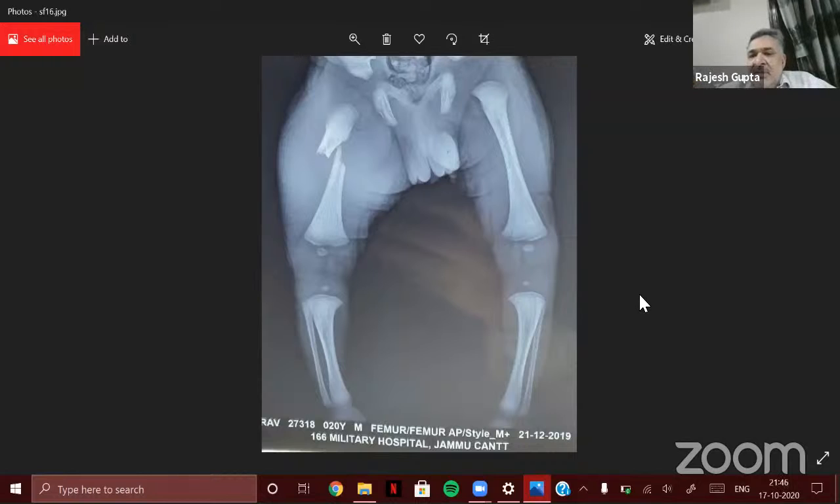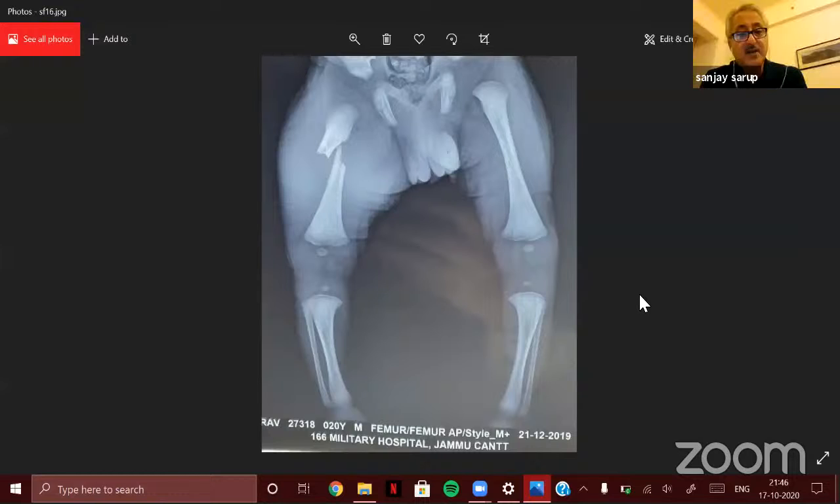What about other things, sir? POP slab or thigh spica, chest bandage, abdomen chest bandage. In a 20-day-old baby, it's very difficult to do all those things. There is stool, there is urine, it's a little baby, very difficult to manage. The best thing to do is to just tape the femur to the tibia.